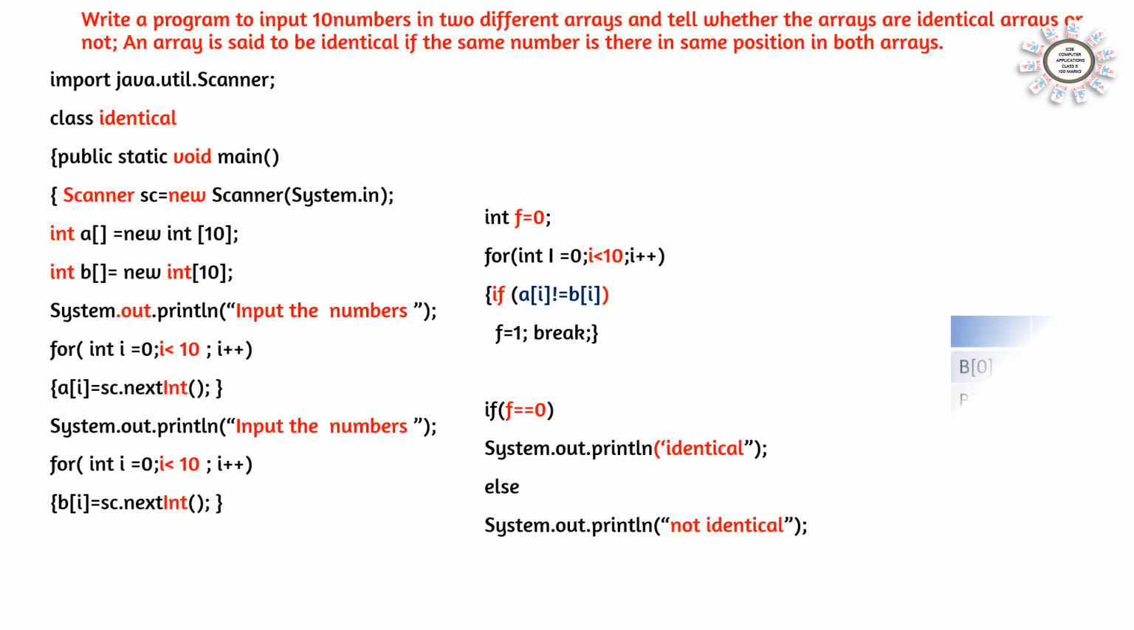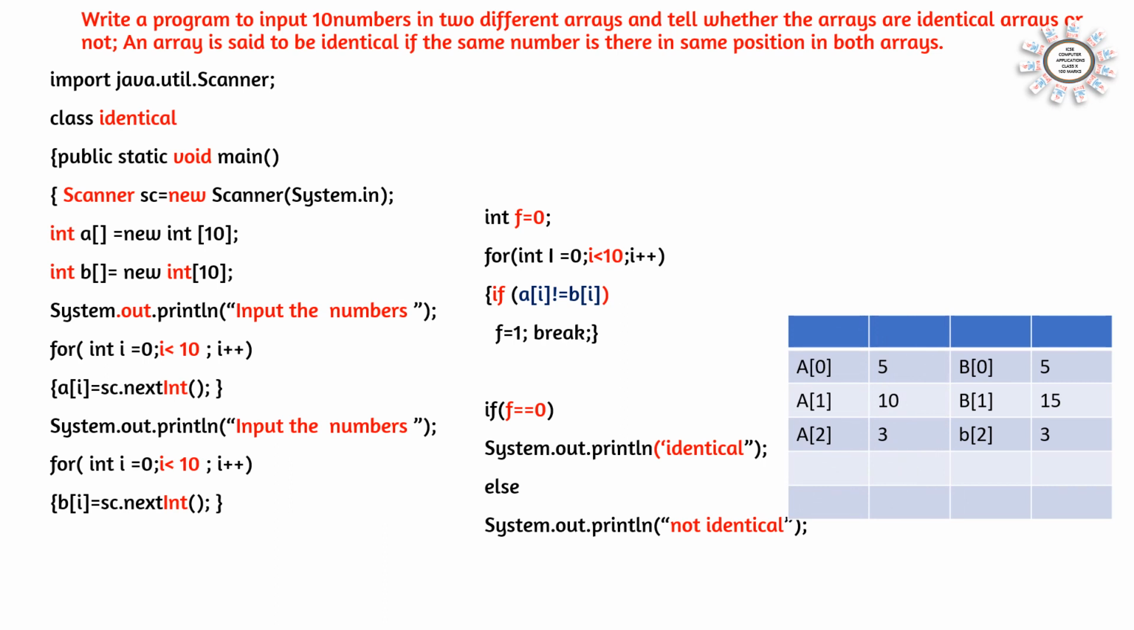And now take the example of the second one. In this case, a[0] is 5 and b[0] is 5. The first element is the same, but the second element a[1] is 10 and here it is 15. So as soon as the elements are different, if a[i] is not equal to b[i], f will become 1. And then we can stop it. No need of further checking because it is not identical. We can stop it here.